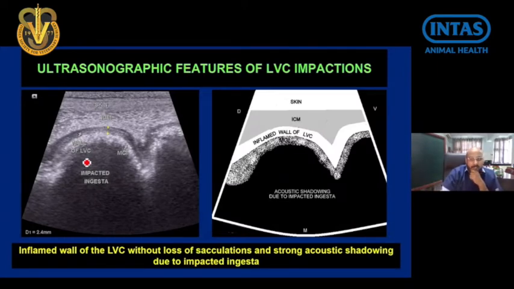Look at this, this is LVC impaction here, inflamed wall. You can see this is the inflamed wall here. You can see this is the anechoic line you can always find here, which normally is not visible, right? This is the inflamed wall of the left ventral colon here. And the ingesta inside is giving a strong acoustic shadow.